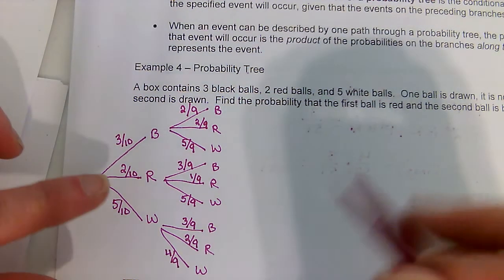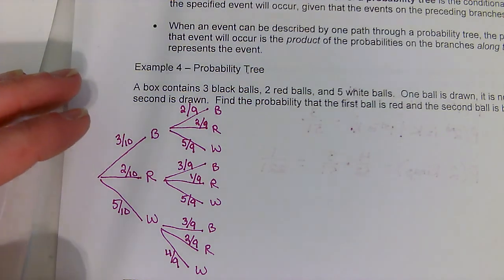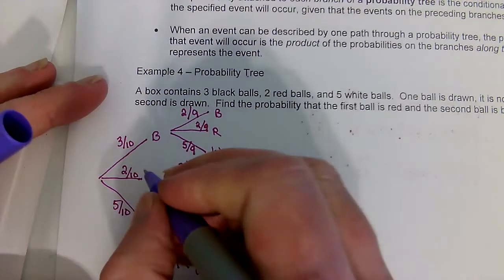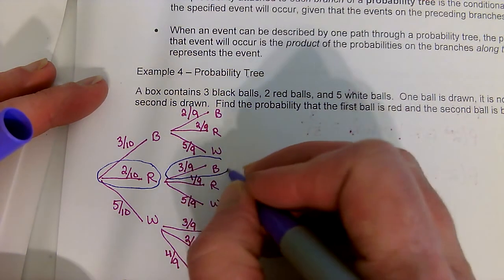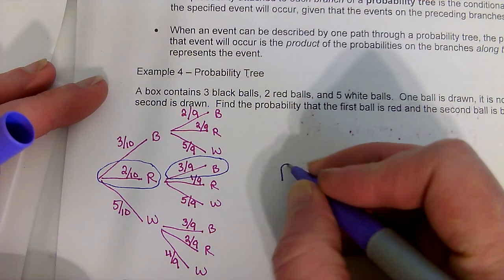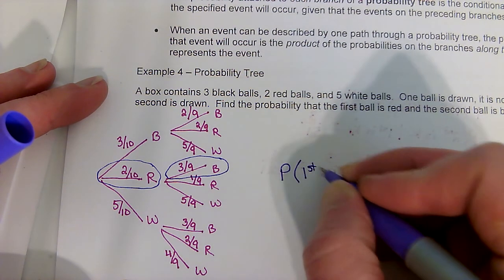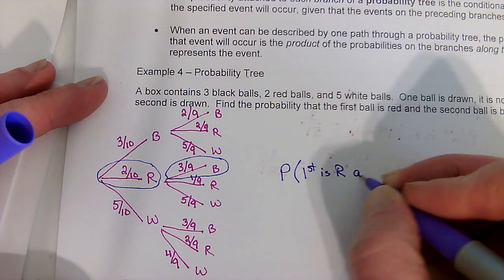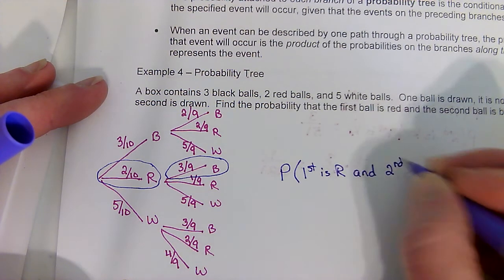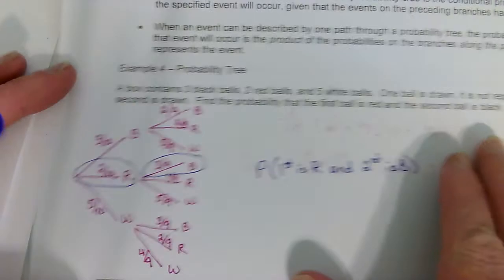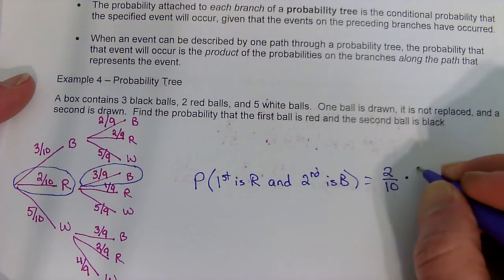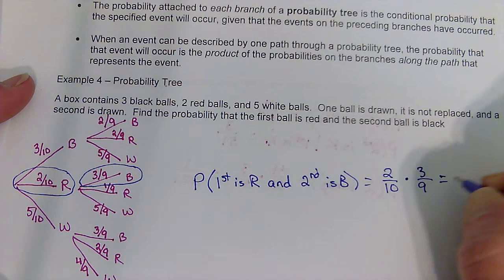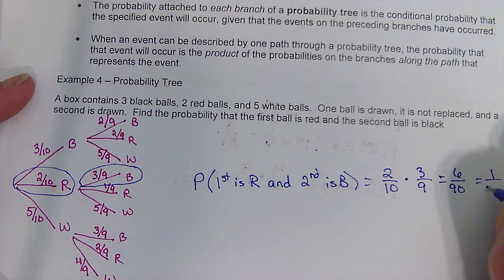Now we want the first ball to be red, so this path, and the second one to be black, so this path. So that would be the probability of the first is red and the second is black. Would be following that path. It would be taking 2 out of 10 red and then 3 out of 9 black. That leaves me with 6 out of 90, which is 1 out of 15.